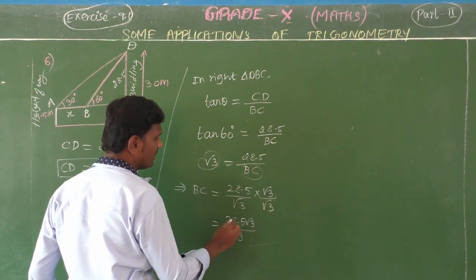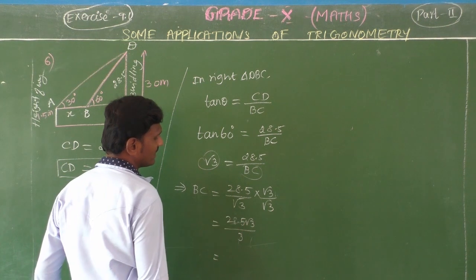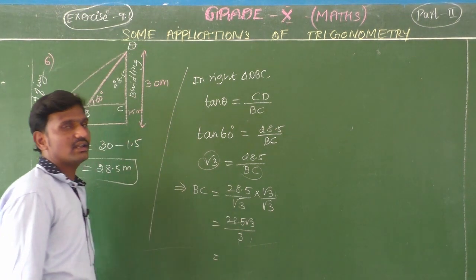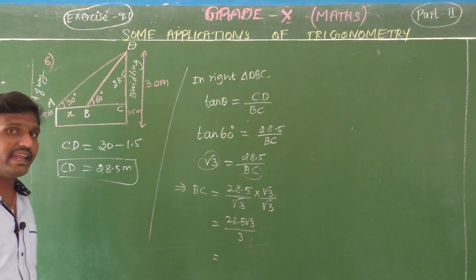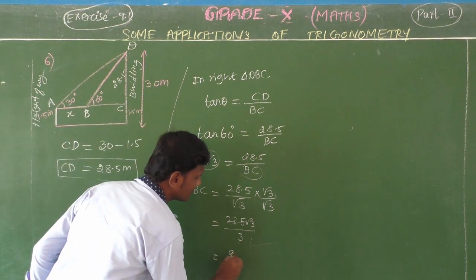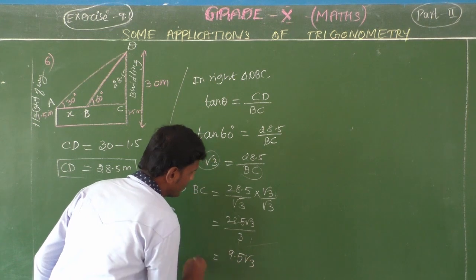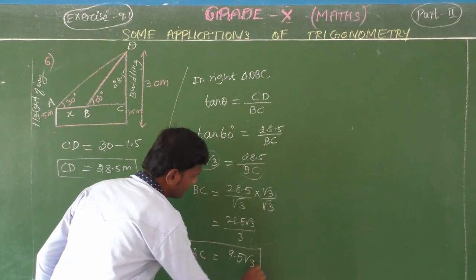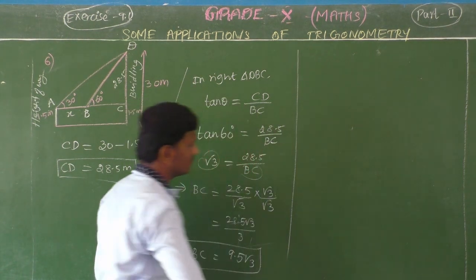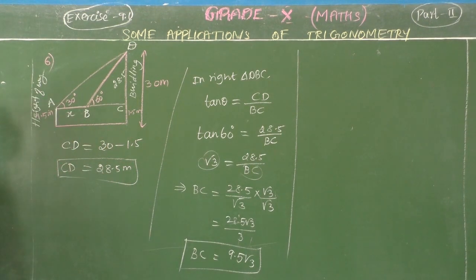Now I am going to simplify. How many 3s are 27? 9 3s are 27, remainder 1. So 5 3s are 15. So 9.5 root 3 is the value of BC. 9.5 root 3 is the value of BC.